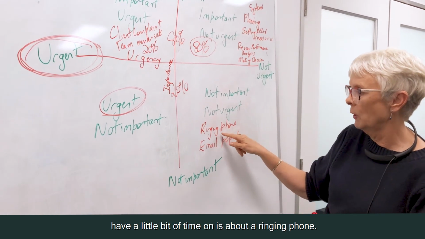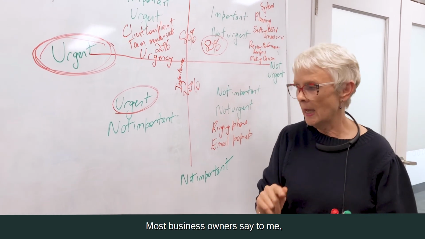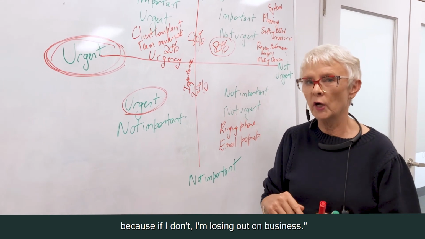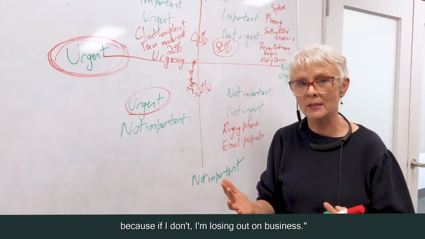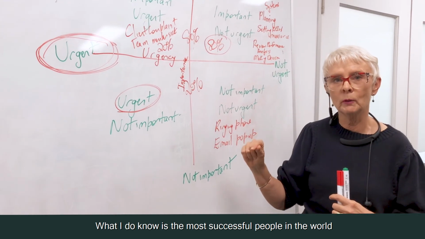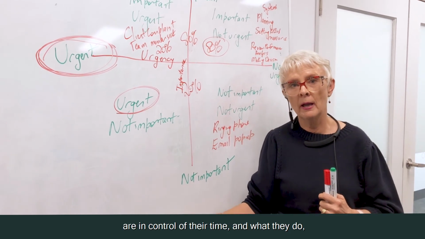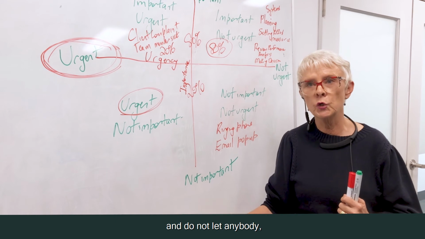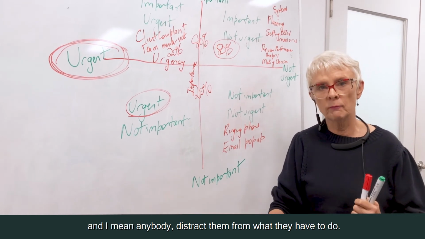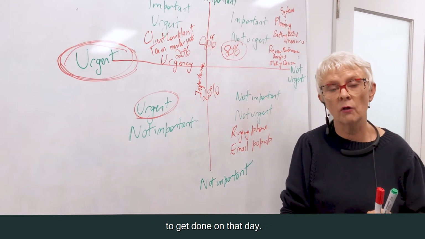Now, one of the things that I do want to have a little bit of time on is a ringing phone. Most business owners say to me, I have to answer my phone when it rings because if I don't, I'm losing out on business. What I do know is the most successful people in the world are in control of their time and what they do, and do not let anybody, and I mean anybody, distract them from what they have to do. They know what is important for them to get done on that day.